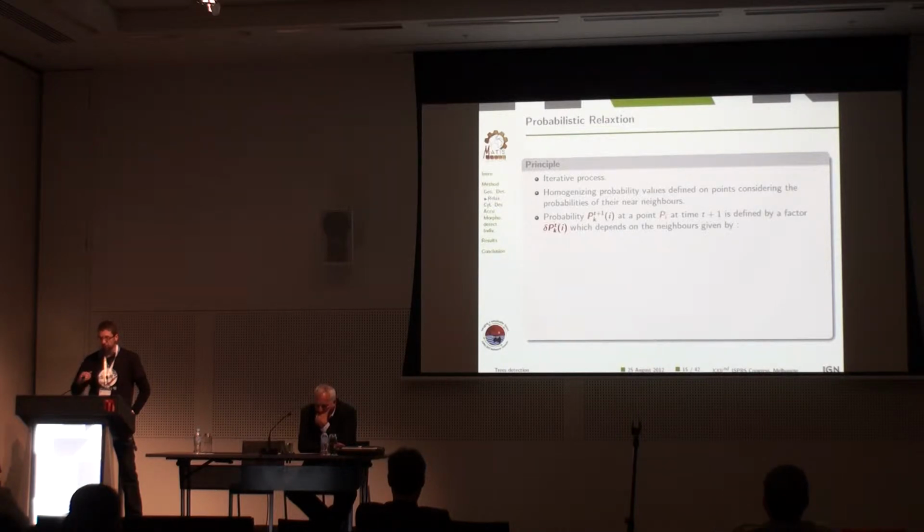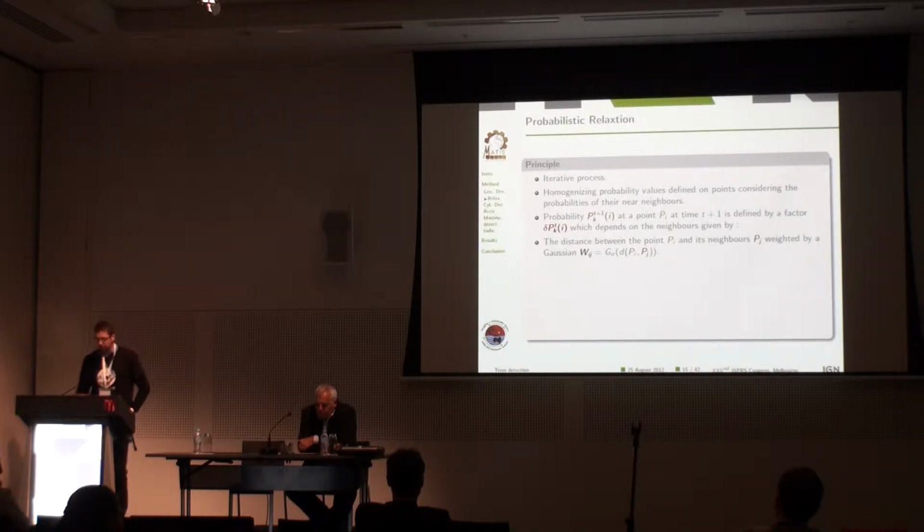So you're going to compute new probabilities at time t+1 from the probabilities you had at the previous iteration, and you're going to update these probabilities by an increment delta p that depends on the values of the descriptors in the vicinity globally, and you weight the distance by a Gaussian so that points that are further away have less impact than points that are close by.